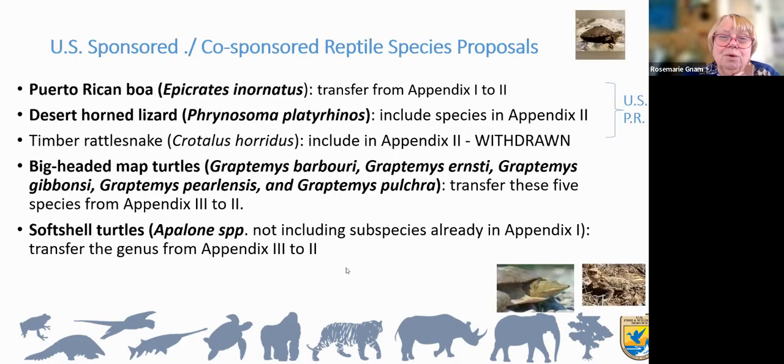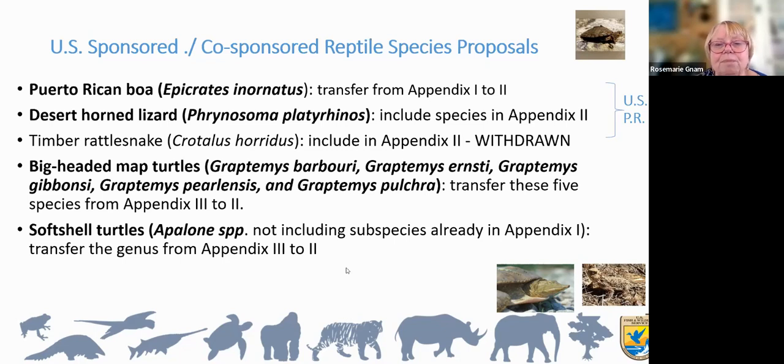Next slide. So what are the reptiles we're going to talk about today? We had one proposal that came out of a CITES process called the periodic review, and we moved the Puerto Rican boa from Appendix 1 to Appendix 2 because it no longer met the criteria for inclusion in Appendix 1. That's not to be confused with current action for the Puerto Rican boa under the ESA. I think we have a proposed rule out that would remove it from the ESA, but the action taken at CITES is independent of that ESA action.